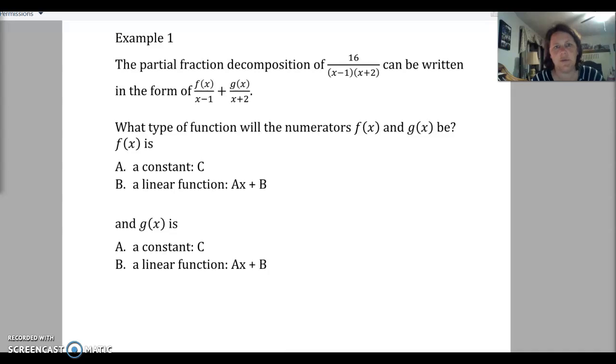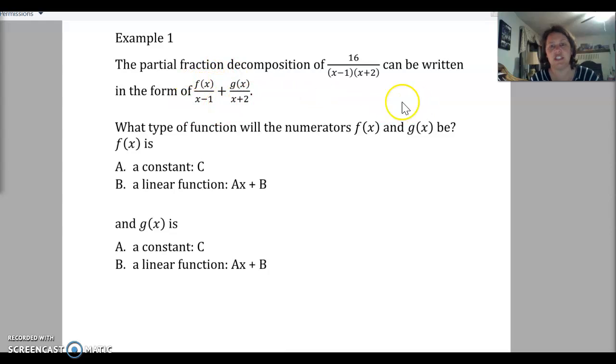All right, example number 1 is just looking at the setup here. So we have 16 over x minus 1, x plus 2, and we want to rewrite that in the form of f of x over x minus 1 plus g of x over x plus 2. They're writing this in function notation because they don't want to give away whether that's just a constant or whether it needs to be a linear equation. So they just don't want to give any information away.